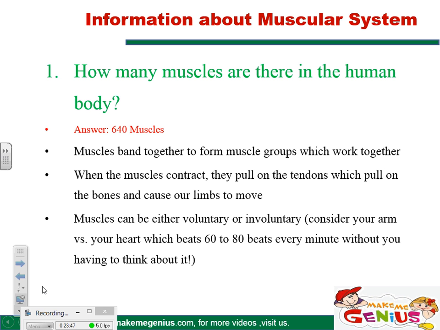Muscles can be either voluntary or involuntary. For instance, your heart beating. That's an involuntary muscle. It does it on its own. Your mouth moving is a voluntary muscle. You can stop it. Your tongue moving is involuntary. Everyone stick your tongue out. Don't move it. Just stick it out and keep it still. It's moving. Your tongue is moving. All right, put your tongue back in your mouth.